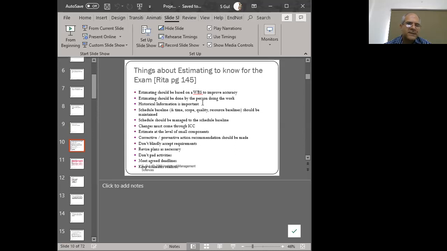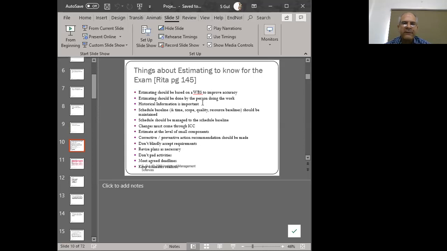The fourth point is that schedule baselines should be maintained, right? Meaning that once we have come up with some sort of a baseline, whether it's a time baseline, or if we're not talking about time, we may be talking about scope or quality or resources, etc. There are several baselines in a project. Specifically for right now, the time baseline. Time baseline means the time period of the project.